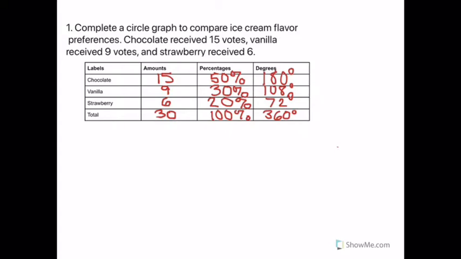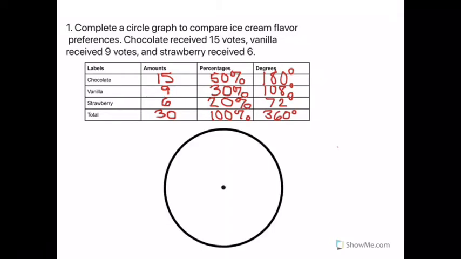Next, we're finally ready to create our circle graph. So go ahead and draw a circle. Okay, so here's my circle, and you can see I have this center point marked. That's very important. That's going to be our starting point. I also need to draw a starting radius and grab a protractor.